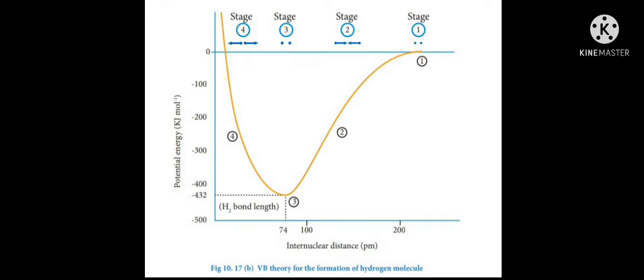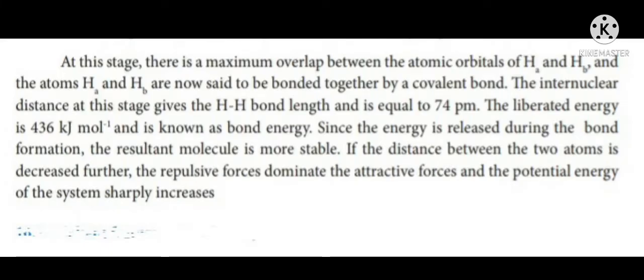During the formation of the molecule, the energy liberated is 436 kilojoule per mole. This energy is known as bond energy. Here, the molecule is more stable. If the distance between the two atoms is decreased further, the repulsive forces dominate the attractive forces and the potential energy of the system sharply increases.